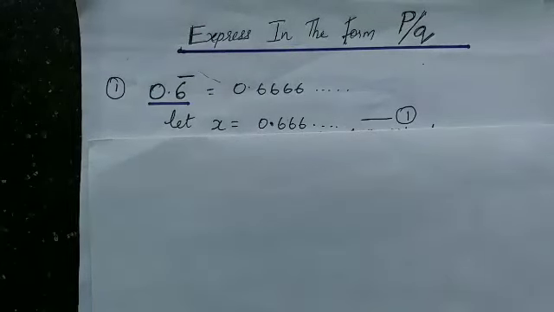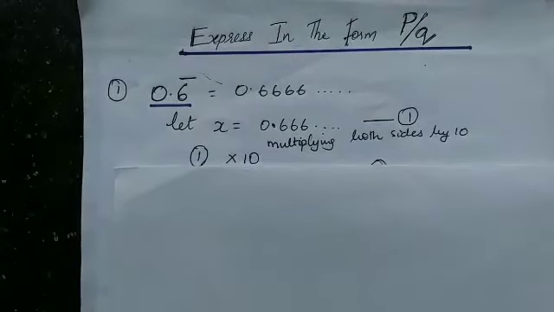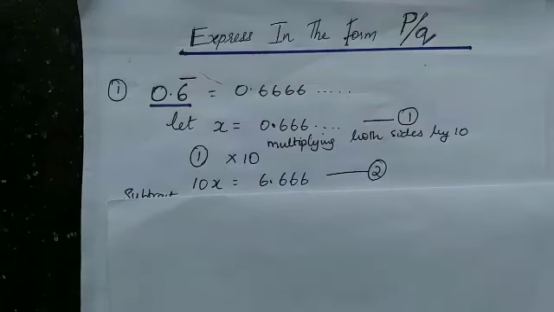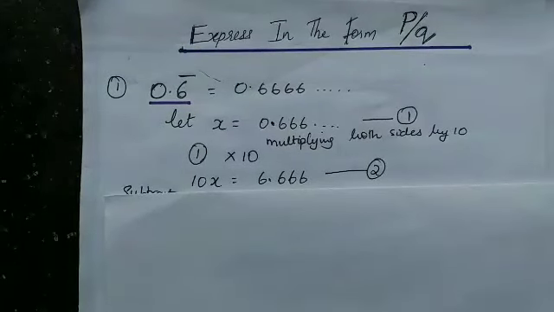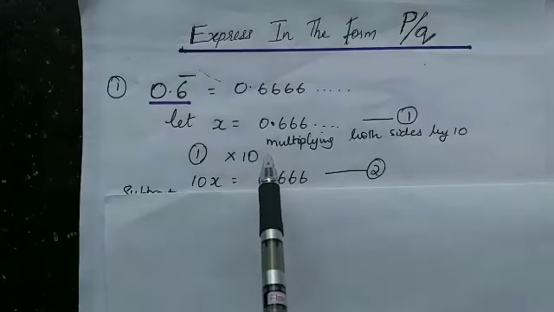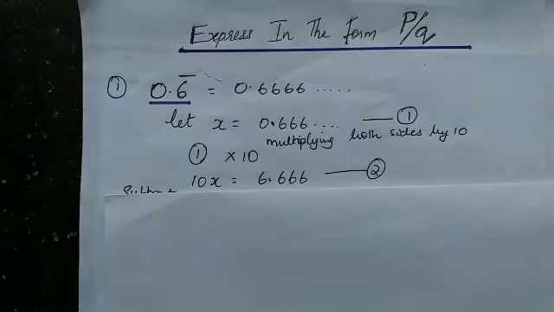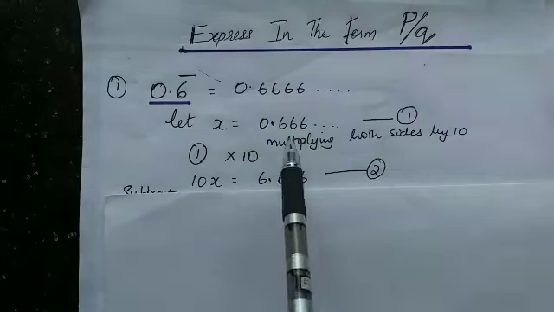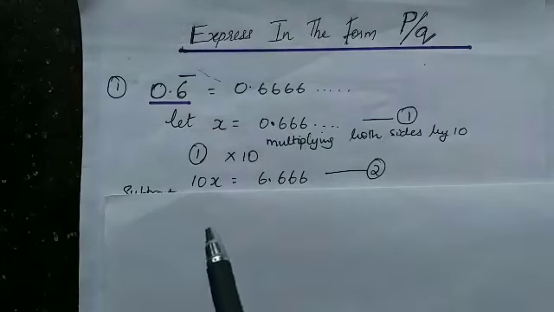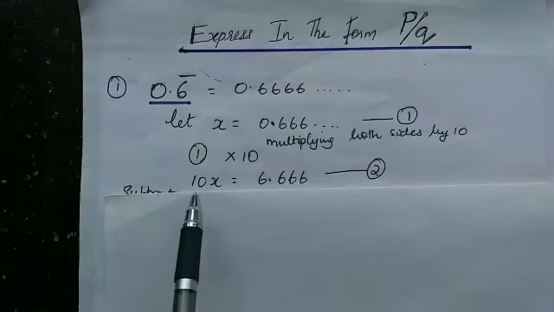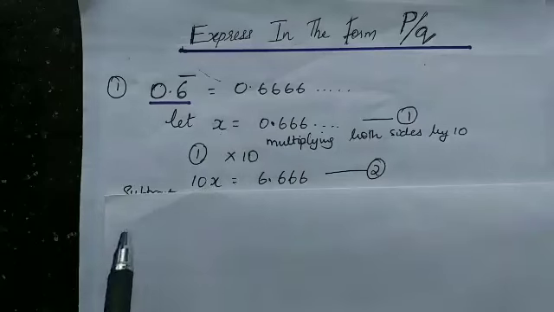So after multiplying equation 1 by 10, multiplying both sides by 10, you get 10x is equal to 6.6666... Let us take this as equation 2. Now you have to check whether the same digits are appearing after the decimal point in both equations. In equation 2 and equation 1, you can see that 6 is getting repeated in both. Now these two equations are ready for subtraction. You are going to subtract equation 1 from equation 2.